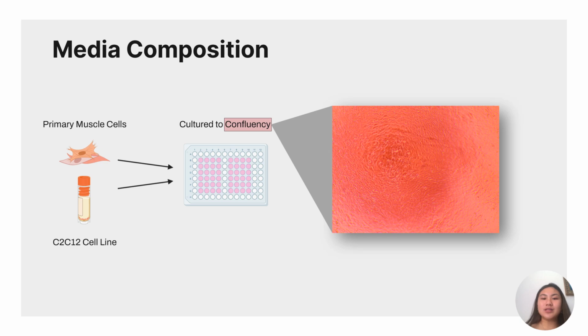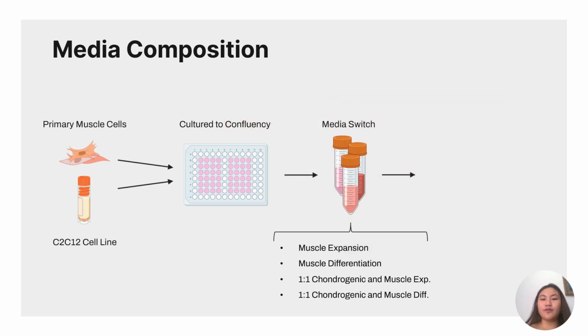Once these cells were cultured to confluency, we tested the effects of 4 different media types. We tested a group of muscle expansion media alone, a group of muscle differentiation media alone, and then 2 groups that were a mixture of different media compositions. We had a group with 1-to-1 chondrogenic and muscle expansion media, and another group with 1-to-1 chondrogenic and muscle differentiation media, to see the effects on muscle cell growth, proliferation, and possibly differentiation as well.